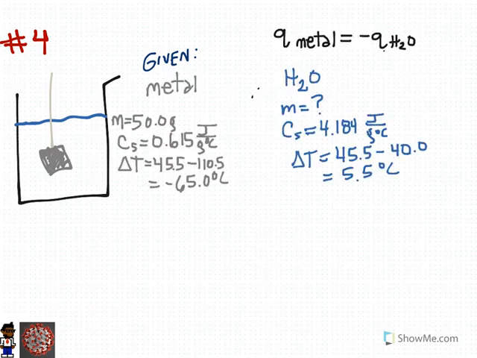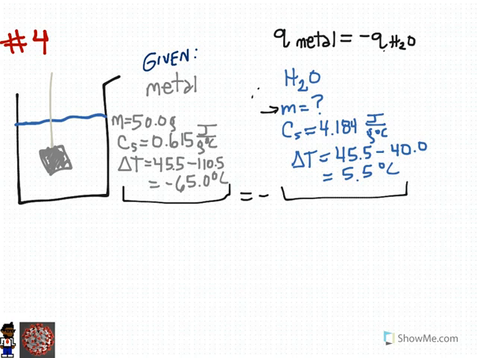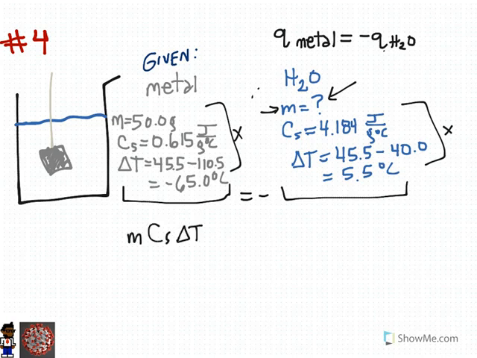So, let's clean up the setup a little bit. We know that the product of this is equal to the negative product of this, and we need to solve for the mass. Alright, so take all these numbers and multiply them. Take these two numbers and multiply them, and we need to solve for the mass of the water. So if we took MC delta T, and actually let me do it in the colors so that you can follow along.